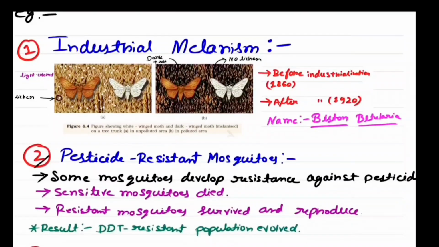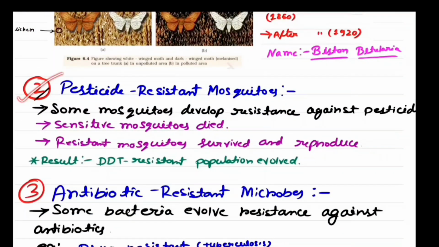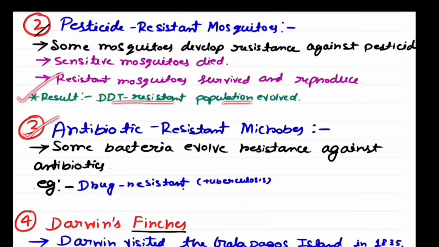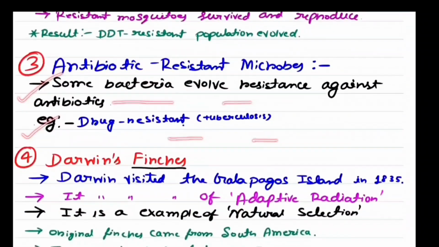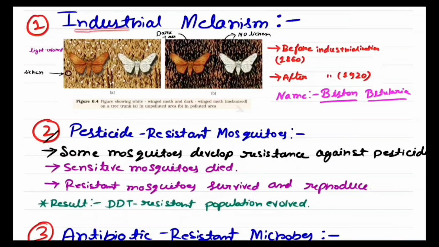Now let's see a few examples of natural selection. One is industrial melanism. Second, pesticide resistant mosquito. Third, antibiotic resistant microbes. Fourth, Darwin finches. We are going to discuss more about industrial melanism. Industrial melanism is the phenomenon in which dark colored organisms become more common in polluted industrial areas due to natural selection. The classic example is the Biston betularia in England.